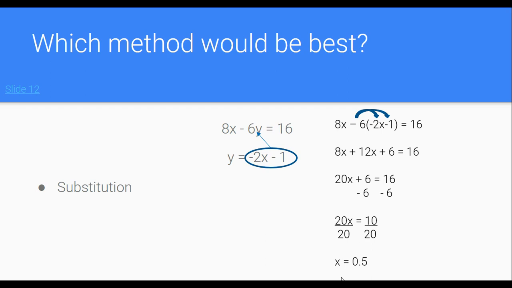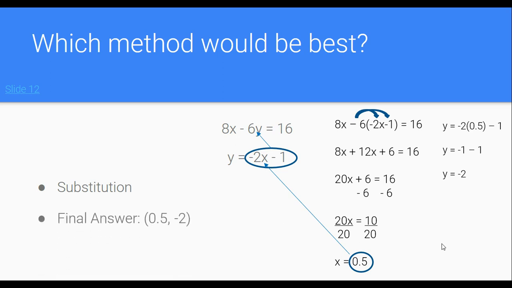That's not my final answer because I need a y value. I need a complete ordered pair, x value and y value. So I'm going to take 1/2 and substitute it into my other equation to figure out the value of y. So the result is y has a value of -2. So my final answer is the ordered pair 1/2, -2.